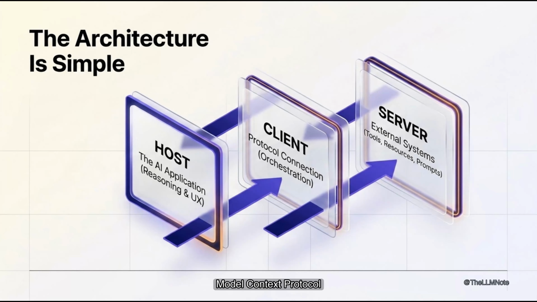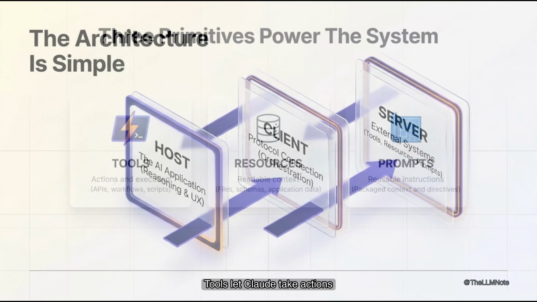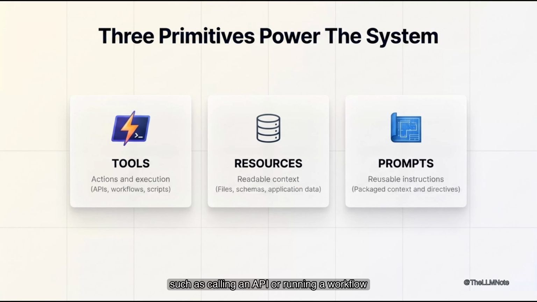Model Context Protocol tools let Claude take actions such as calling an API or running a workflow. Resources provide readable context such as files, database schemas, or application data. Prompts package reusable instructions. Together, these primitives turn external systems into structured capabilities Claude can inspect, select, and use.